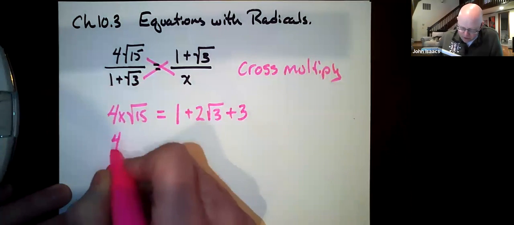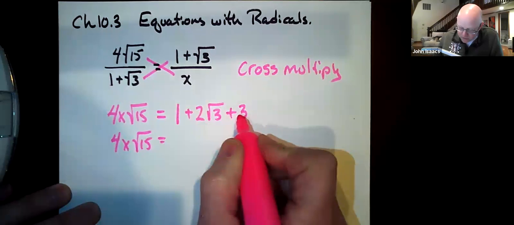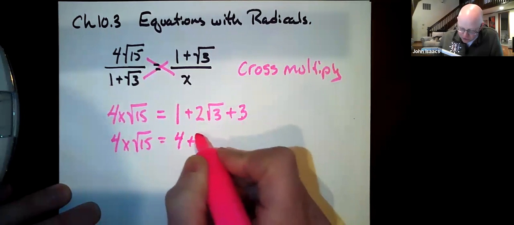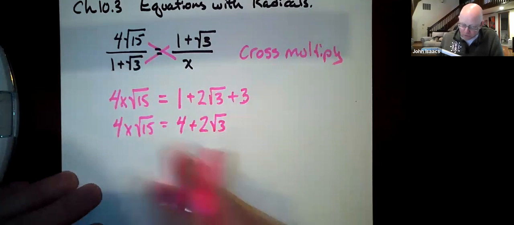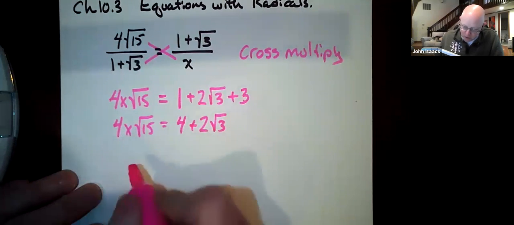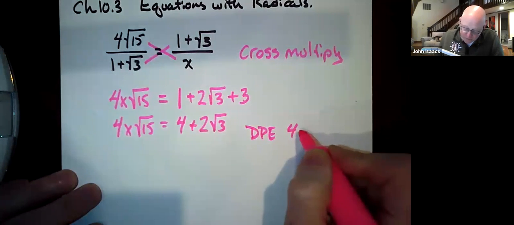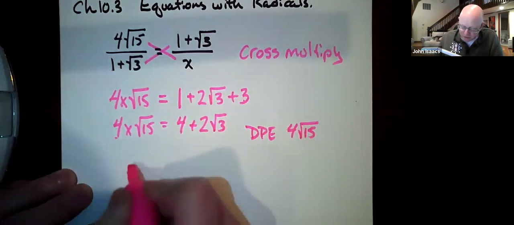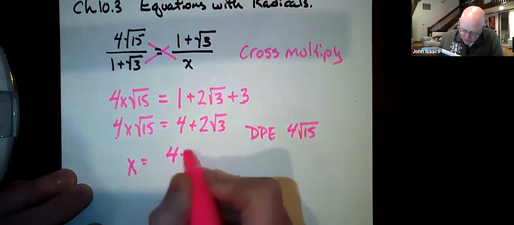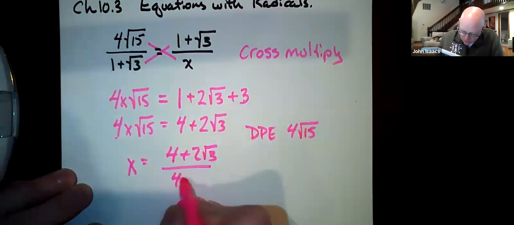So I'm going to simplify this. 4x root 15 equals 1 plus 3 is 4 plus 2 root 3. All right, now we have to get the x by itself, so we're going to divide, right? We're going to divide by 4 root 15 to get the x by itself. So x equals 4 plus 2 root 3 divided by 4 root 15.